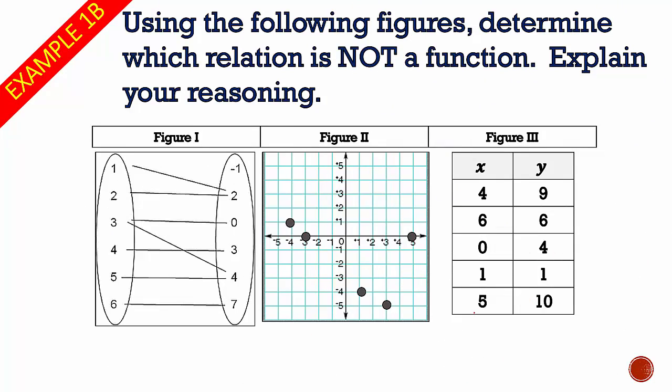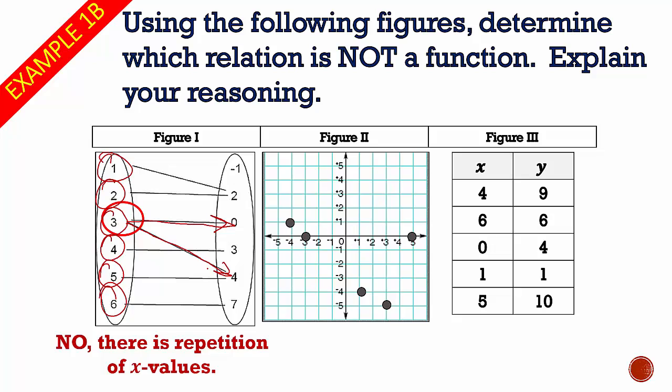Let's take a look at another one. Which relation is not a function? Well, we have 1, 2, 3, 4, 5, 6. All unique x values, but if we look at 1, it only goes to 1y. Good. 2 only goes to 1y. 3, however, goes to 0, and it goes to 4. That's bad. All right? So there's a repetition of x values because we have 2 3's basically.